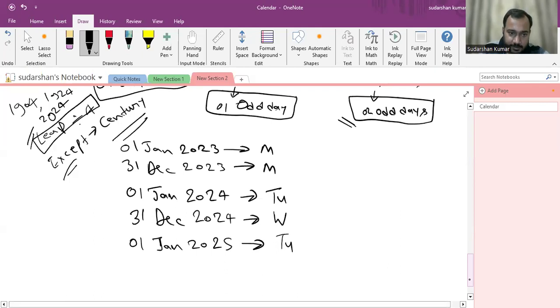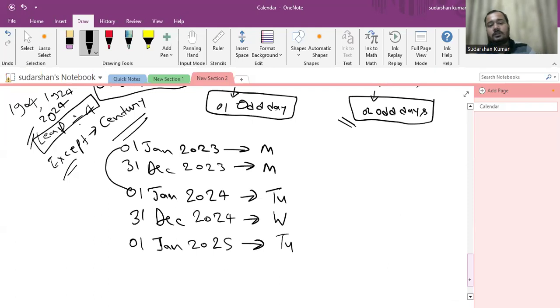So what we get here, from 1 January 2023 to 1 January 2024, there is a gap of 365 days. And in 365 days, there is one odd day. So we add 1 on these days. It means from 1 January 2023 to 1 January 2024, we have added 1.